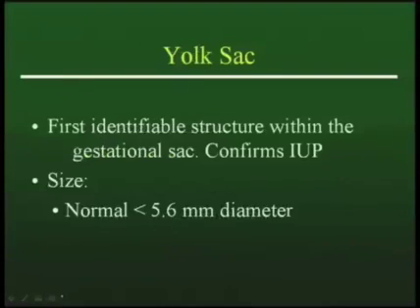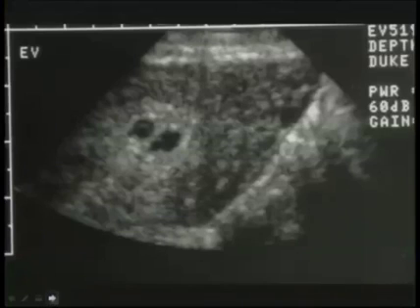The yolk sac is the first very specific identifiable structure within the gestational sac, and absolutely confirms an intrauterine pregnancy. There are numbers that correspond to what is considered a normal yolk sac. In general, the normal yolk sac should be less than about 6 millimeters. The number in the literature is 5.6, but realistically 6 millimeters is the number you should probably work from. Here's an example of the yolk sac in a twin pregnancy. You can see two gestational sacs here, and if you look very carefully right here and right here, you can see the thin membrane that outlines the circular yolk sac.